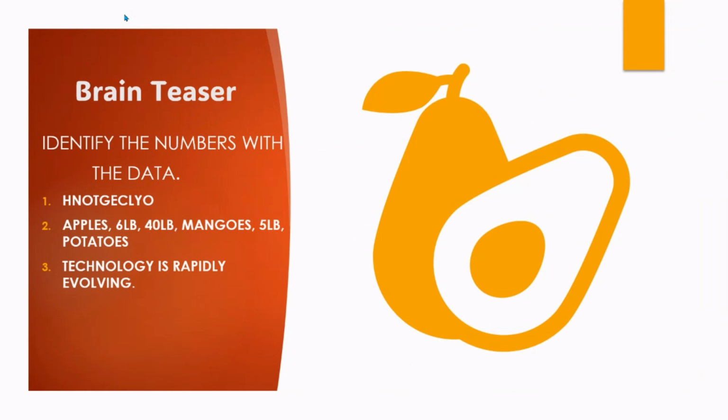Number two, apples, £6, £40, mangoes, £5, potatoes. So this doesn't make any sense. It has to be organized in order for us to get a meaning from it. So hence once more we could not say that this is information. This would have to be data. It has to be processed in order for us to get a meaning from number two.